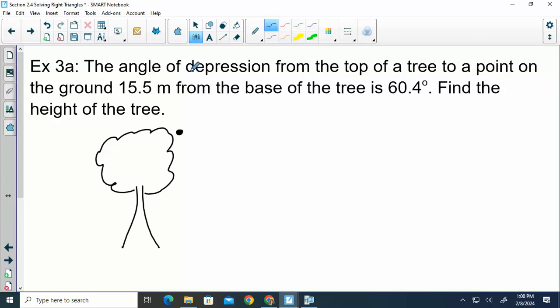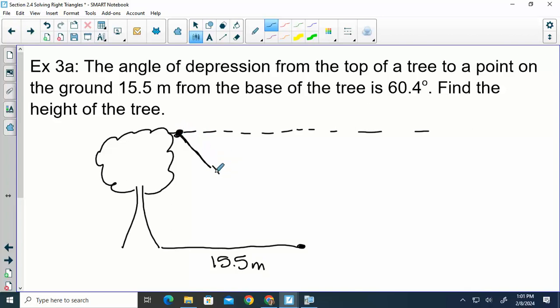Angle of depression requires a horizontal line. So, if we are at the top of the tree, we need to think about a horizontal line at the top of this tree. Pretend that's horizontal. Okay. So, the angle of depression from the top of the tree to a point on the ground, 15.5 meters from the base of the tree. So, I know that this distance is 15.5 meters. And the angle from here going down.